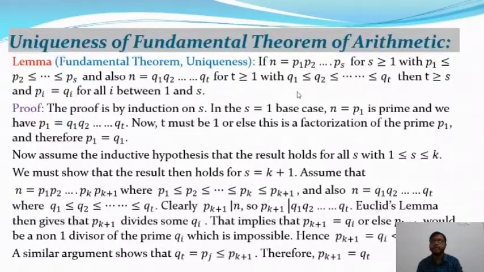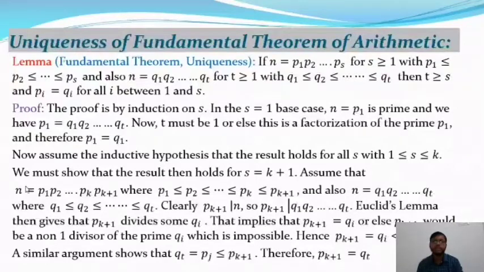If n is equal to p1, p2, up to ps, where s is greater than or equal to 1 and p1 is less than or equal to p2, and so on up to ps, that means the factors p1, p2 are all in ascending order, and also n is equal to q1, q2, up to qt for t greater than or equal to 1, with q1 less than or equal to q2, and so on, less than or equal to qt, that means q1, q2 are primes in ascending order, then t is greater than or equal to s and pi is equal to qi for all i between 1 and s. This is the uniqueness of the fundamental theorem of arithmetic.